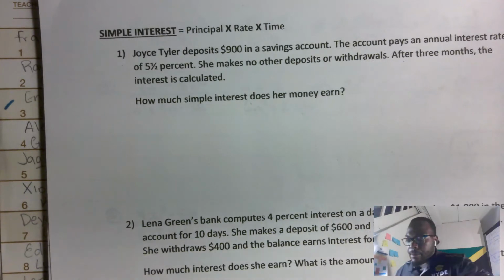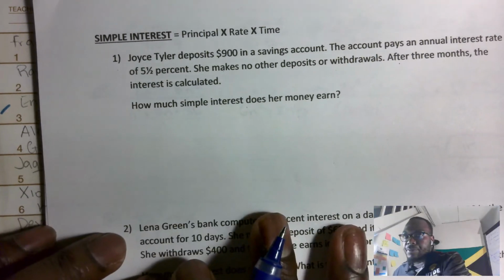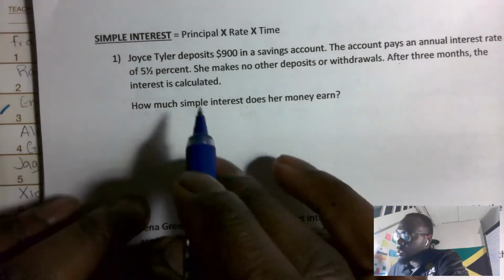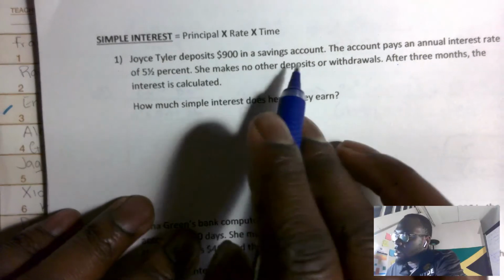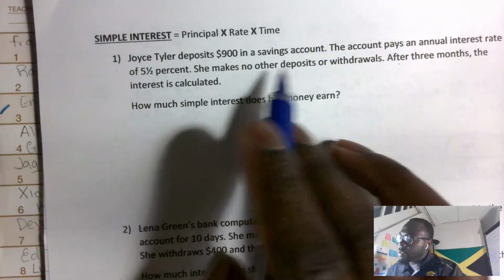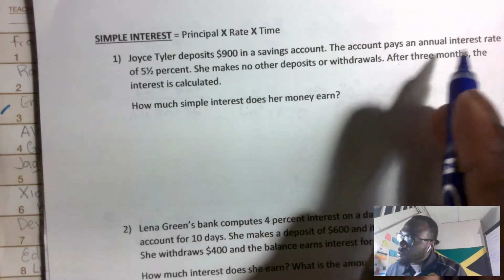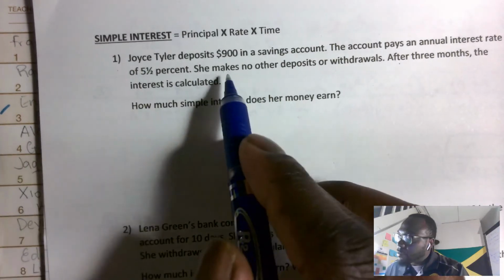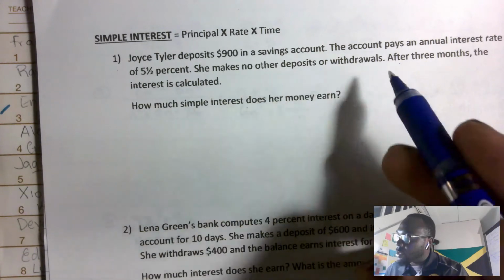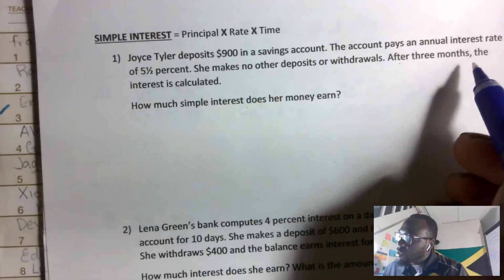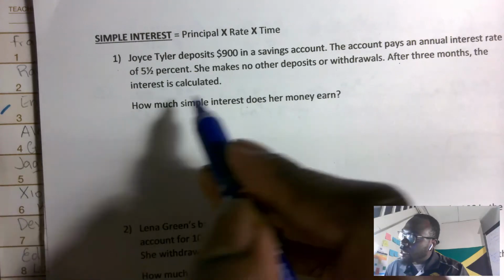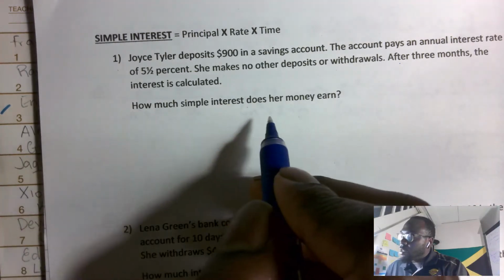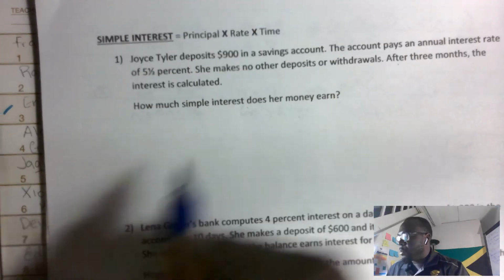All right, so let's look at number 1. It says Joyce deposits $900 in a savings account. The account pays an annual interest rate of 5.5%. She makes no other deposits or withdrawals. After 3 months, the interest is calculated. How much interest does she have on her money?